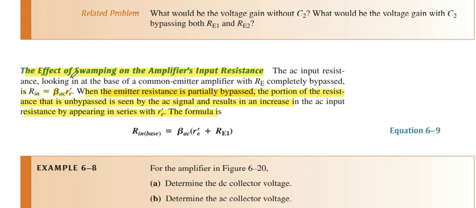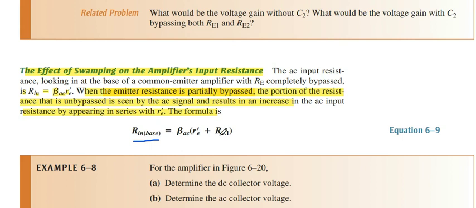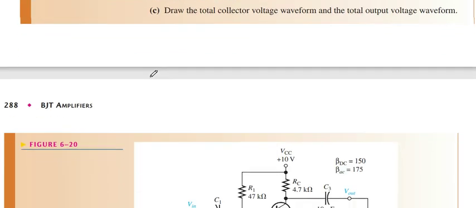Now we discuss the effects on the amplifier input resistance. R_in(base) is equal to beta AC times (r_e prime plus RE1). Now we add these two resistances and multiply by beta AC, and we get R_in(base), the total base resistance.